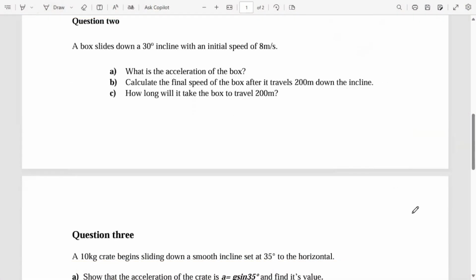Question 2 reads: a box slides down a 30-degree incline with an initial speed of 8 meters per second. Question A, what is the acceleration of the box? And B, calculate the final speed of the box after it travels 200 meters down the incline. And C, how long will it take for the box to travel 200 meters?